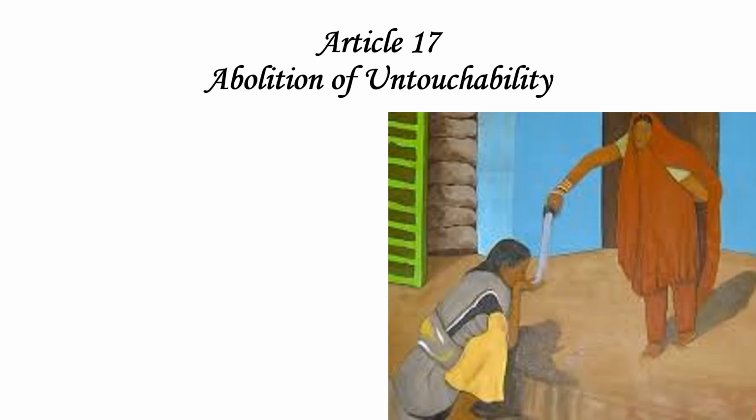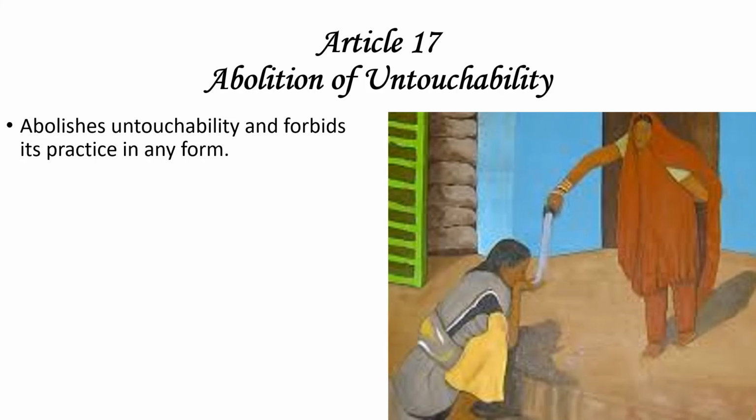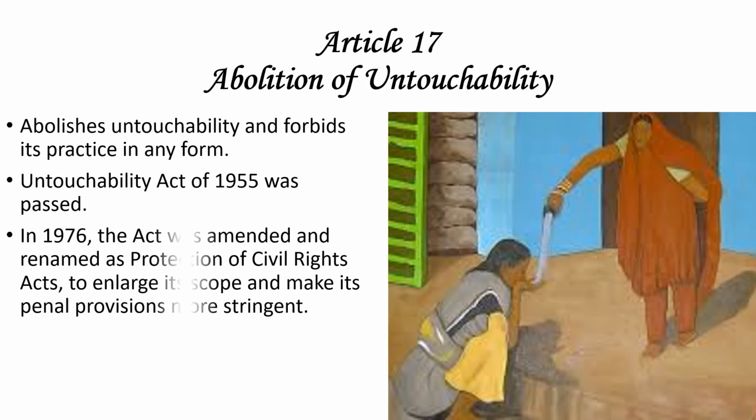Article 17 abolished a social evil which was prevalent in India for several centuries, that is untouchability. So Article 17 deals with abolition of untouchability. Article 17 abolishes untouchability and forbids its practice in any form. The enforcement of any disability arising out of untouchability shall be an offence punishable in accordance with the law. For it, the Untouchability Act of 1955 was passed. In 1976, the Untouchability Act of 1955 was comprehensively amended and renamed as the Protection of Civil Rights Act of 1955 to enlarge the scope and make its penal provisions more stringent.